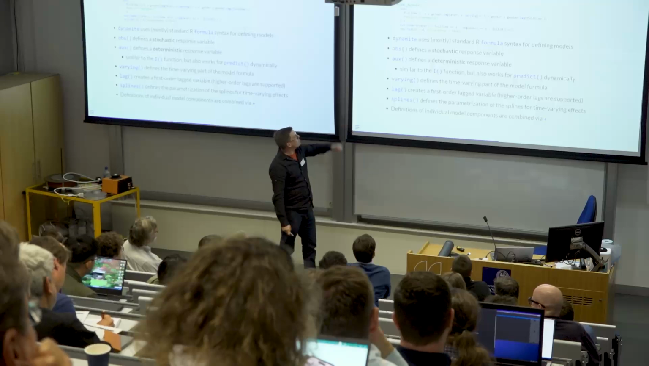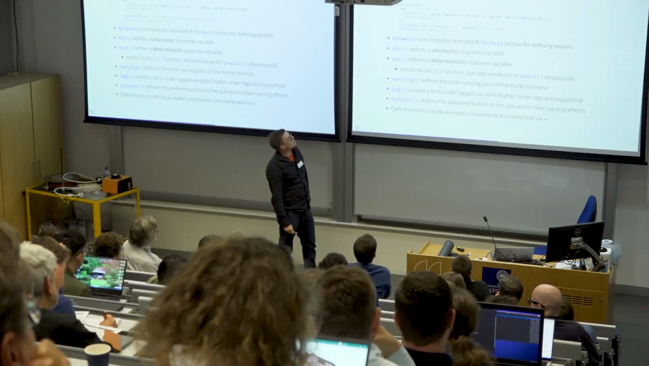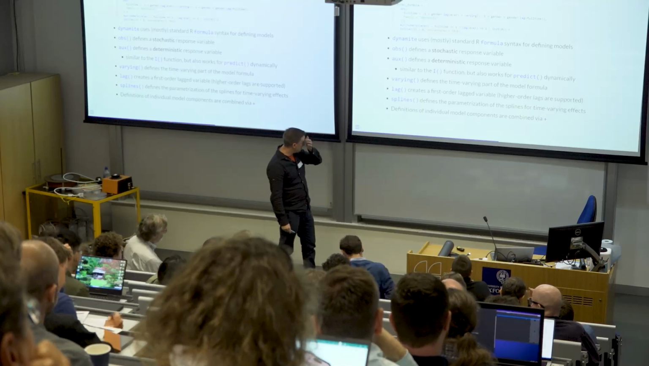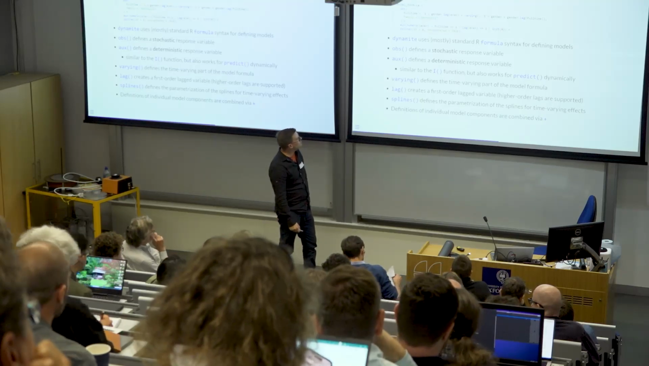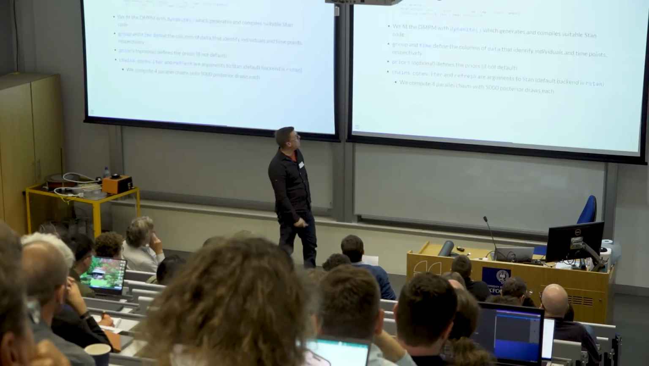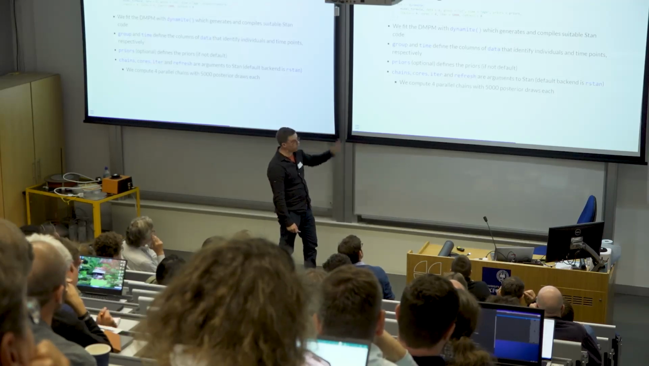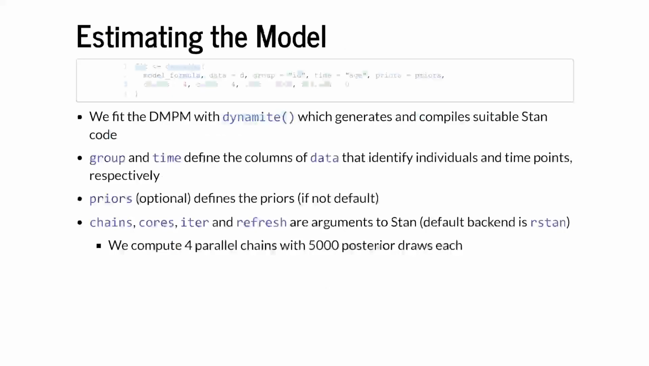Then there's the varying component, which defines which of the variables might have a time-varying effect, and there are some other additional things we need to do. And then you just call the dynamite function with some arguments to Stan and get the model fit.